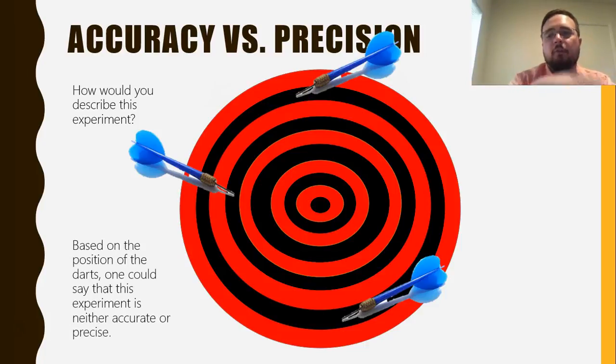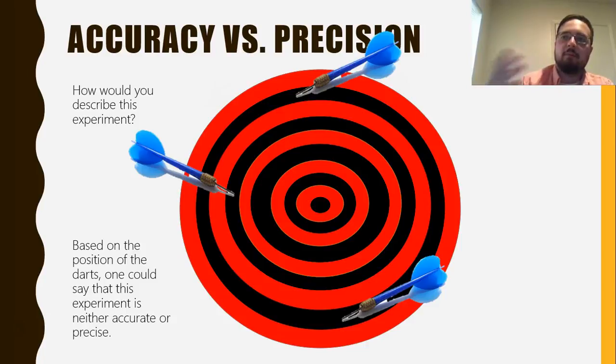So based on the position of the darts, we can say that this experiment is neither accurate nor precise, which means that our equipment probably was bad and our technique was bad, which means we're not getting good values. We're not anywhere near that bullseye where we're wanting to go, which means we really need to reevaluate what we're doing, how we're doing it, and so on and so forth.